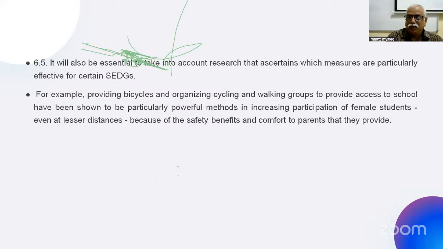Without carrying out the research, without getting insight from your research studies, you should not try to do any other measures. You should have a basic understanding of the ground realities and then try to put them into action. That is what this policy is ascertaining. It has also quoted in the policy examples like providing bicycles, organizing cycling and walking groups to provide access. All these have shown that these activities have enhanced the school enrollment ratio.